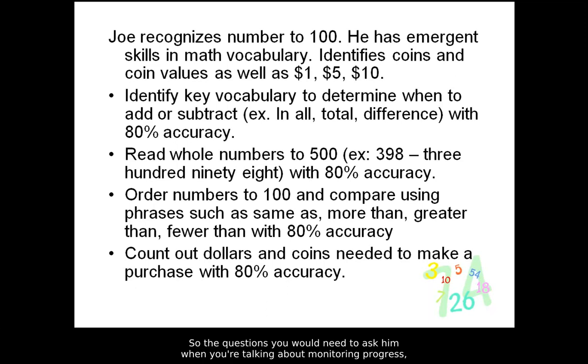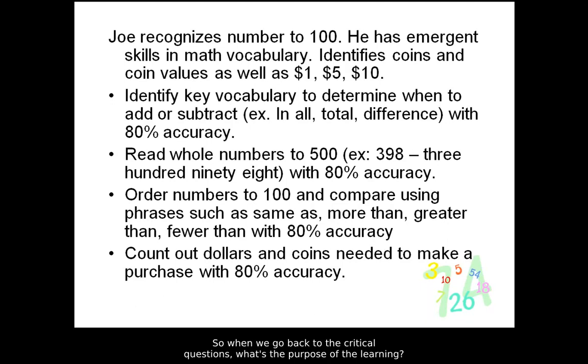So the questions you would need to ask here when you're talking about monitoring progress, I would be asking is, what is 80% accuracy? Count out dollars and coins needed to make a purchase with 80% accuracy. How often is he doing that? Is he doing that every day with the teacher? Is he doing it every day in the lunchroom? And how would they monitor this when he goes out with his friends? How are you talking 80% accuracy? That would be 8 out of 10 times. What, once a day, 8 out of 10 days? What does that really look like?